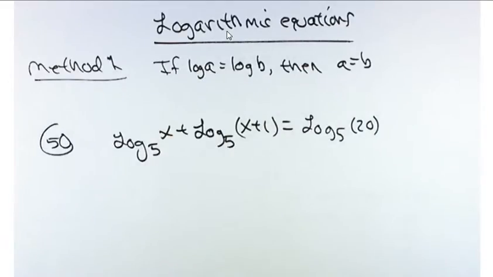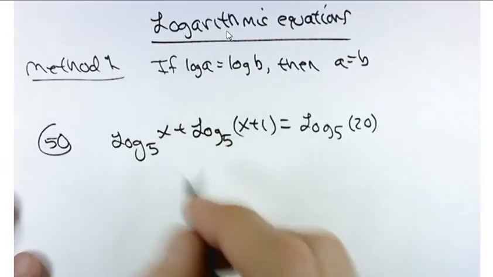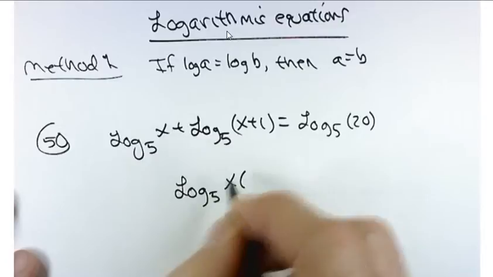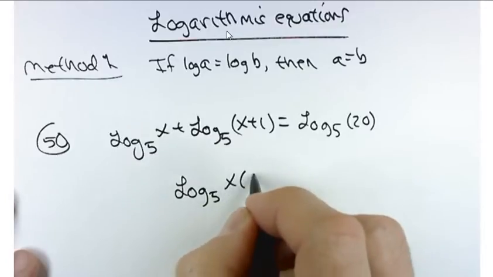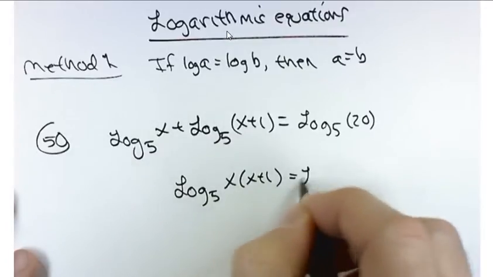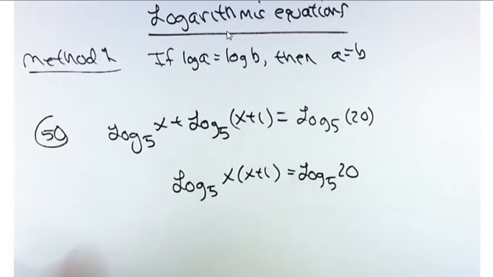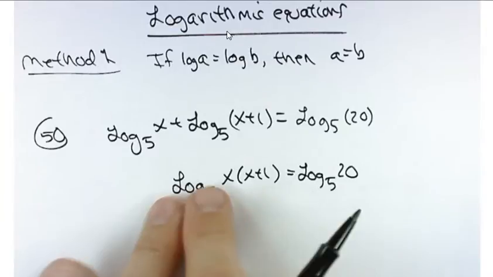You can collapse these things as log base 5 of x times x plus 1 equals log base 5 of 20. What did I do there? I used my product rule. So I collapsed those two things together. And now that I've got the log of something equals the log of something else, now I can get rid of the logs.